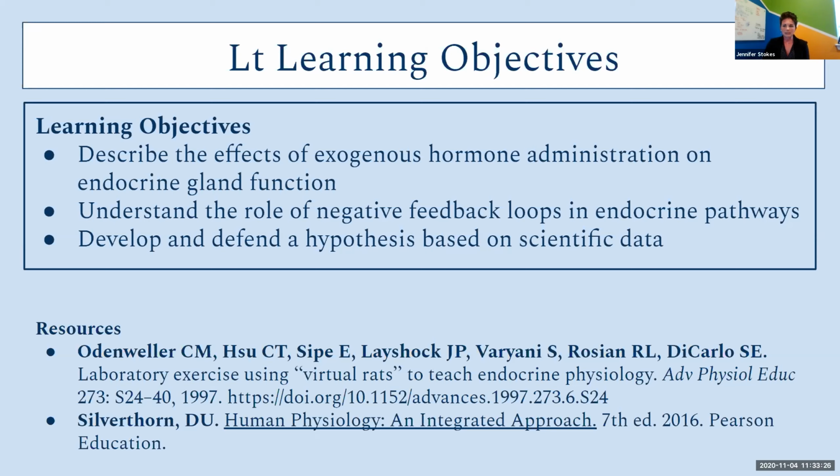The resources for this lesson include a paper that was published in Advances back in 1997. So you may already be familiar with this paper if you teach the endocrine system in your class. And so we actually use the data from that paper to build our experiments for this lesson. And then we also use Dee's book, Human Physiology: An Integrated Approach, for the review activities. That's the book that I use in my course, and so the students are already familiar with the text and the figures. So it's a great way for them to review. And I'll show you that here in a minute.